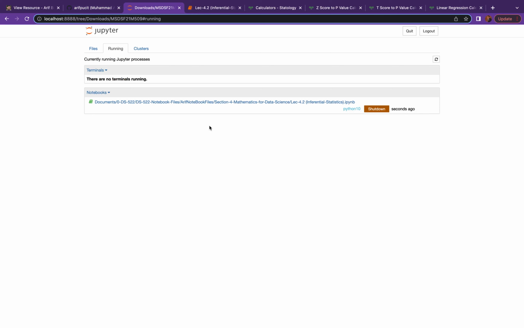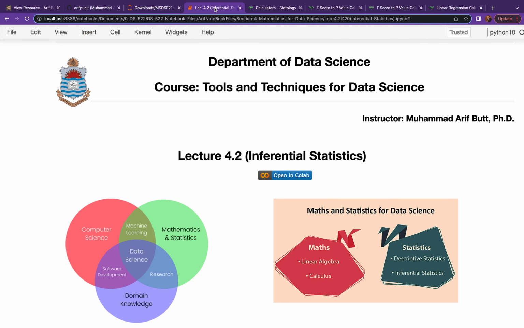Well, this is the Jupyter Notebook dashboard running locally on my machine at port 8888, and here is the notebook for lecture number 4.2 of the fourth module, Mathematics and Statistics, for the course titled Tools and Techniques for Data Science.